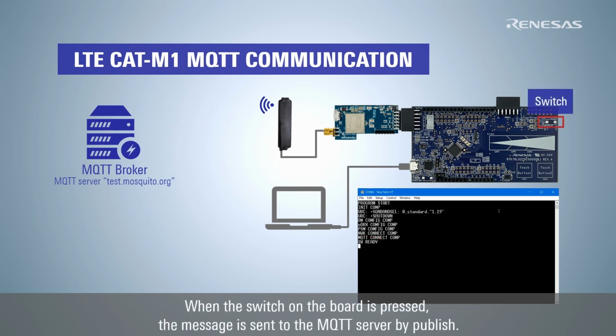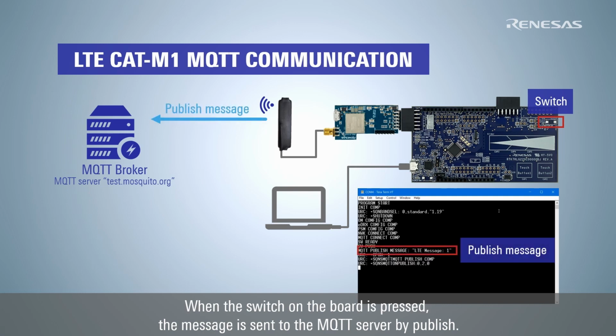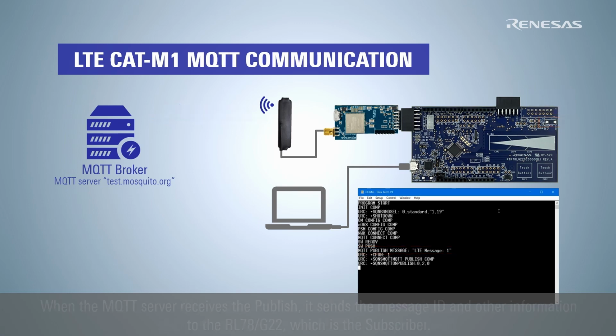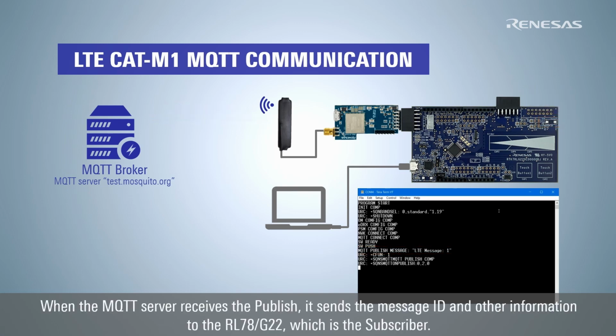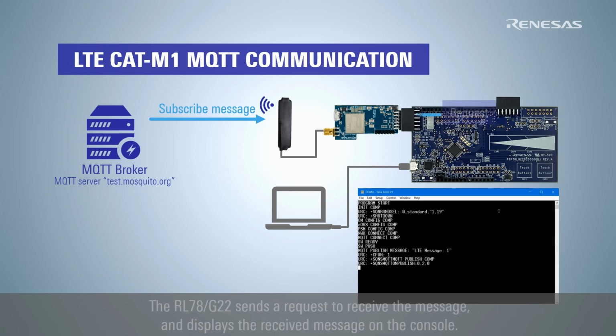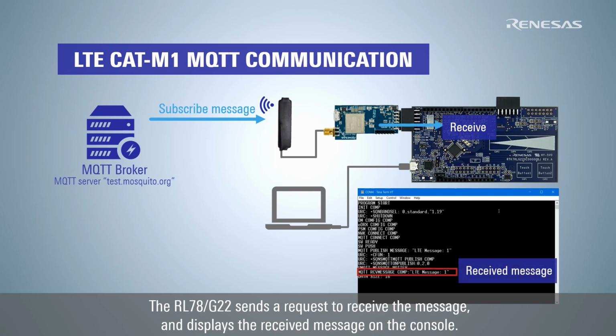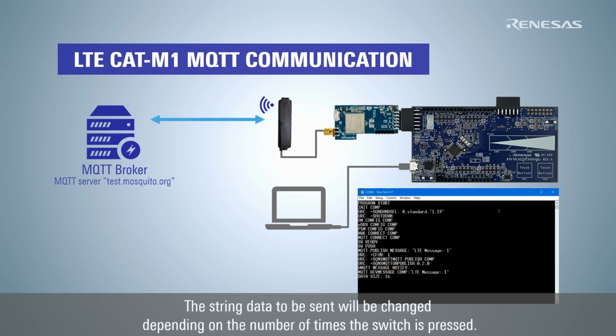When the switch on the board is pressed, the message is sent to the MQTT server by publish. When the MQTT server receives the publish, it sends the message ID and other information to the RL78G22, which is the subscriber. The RL78G22 sends a request to receive the message and displays the received message on the console. The string data to be sent will be changed depending on the number of times the switch is pressed.